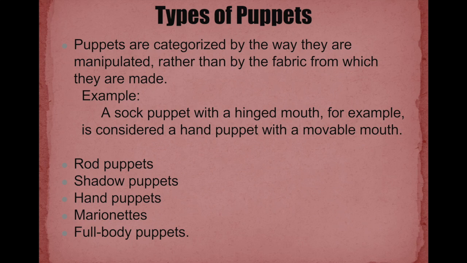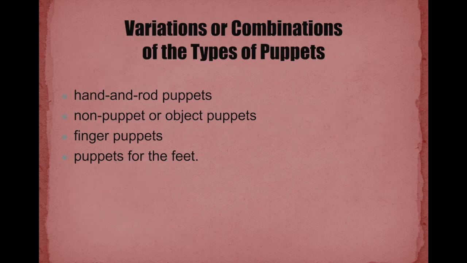So a rod puppet, shadow puppet, hand puppet, marionette, and full body puppets. There are various varieties and combinations of different types of puppets: hand and rod puppets, non-puppet or object puppets. Think about how a paper bag really could be used as a puppet, or like a sock puppet. Finger puppets and puppets for the feet. Probably not ones that you see quite as much as ones that are put on your hands.